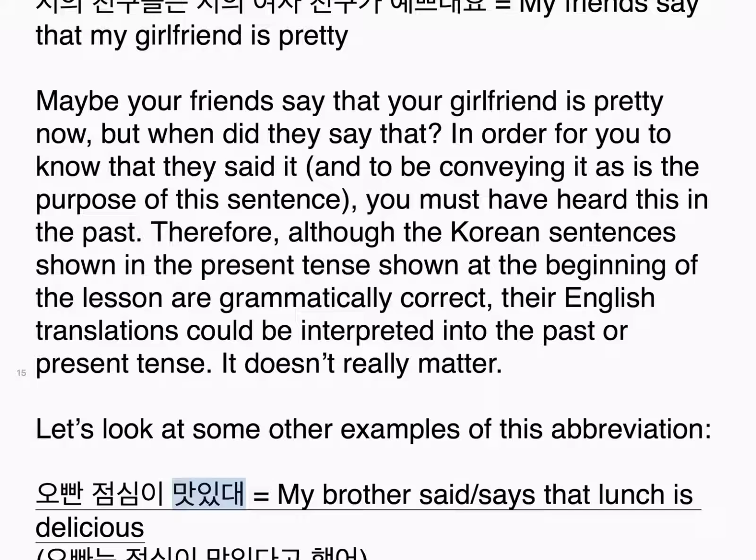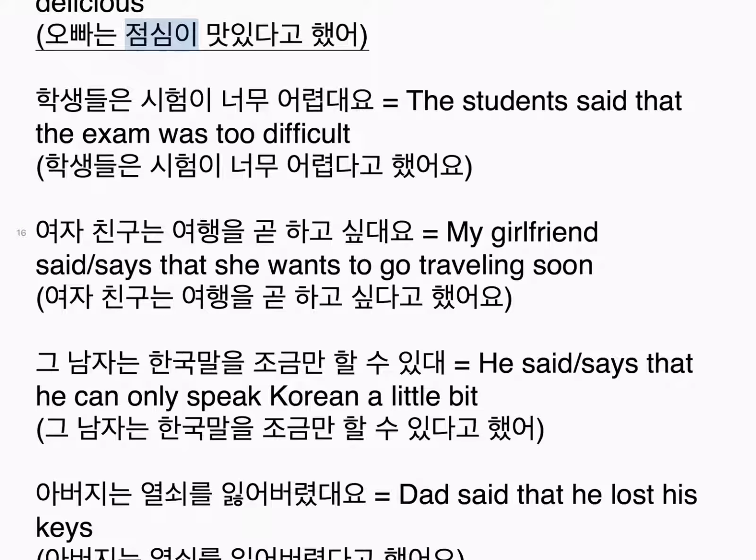오빤 점심이 맛있대. My brother says that lunch is delicious. 오빠는 점심이 맛있다고 해서. 학생들은 시험이 너무 어렵대요. The students said that the exam was too difficult. 학생들은 시험이 너무 어렵다고 해서요. 여자친구는 여행을 곧 하고 싶대요. My girlfriend says that she wants to go traveling soon. 여자친구는 여행을 곧 하고 싶다고 해서요. 그 남자는 한국말을 조금만 할 수 있대. He says that he can only speak Korean a little bit.